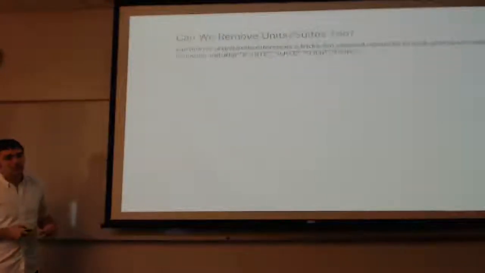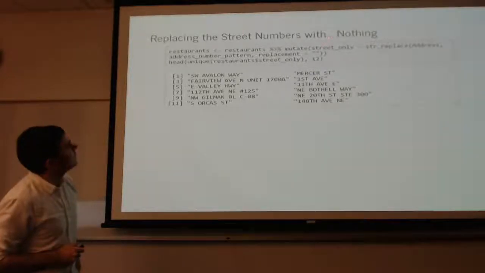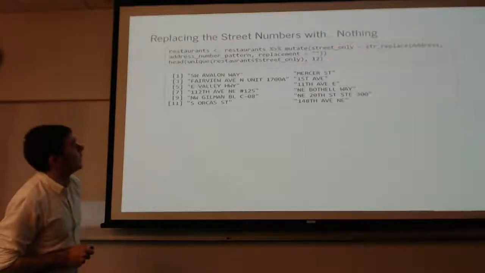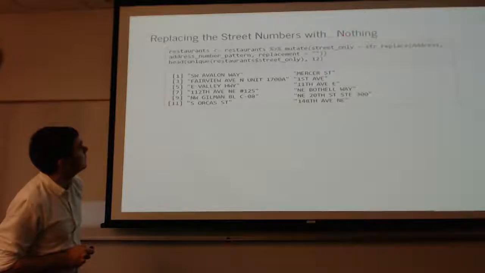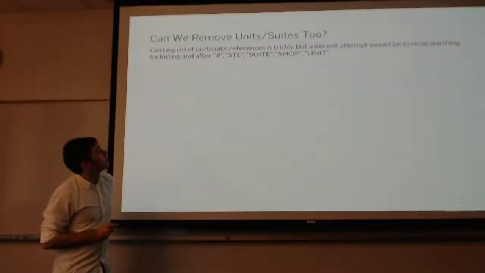Shouldn't that have been streets at the beginning of that function? Streets? Or, I mean, street only. Because you have restaurants equal to restaurants. Yeah, I'm replacing in the restaurants data. I'm replacing it with a new data frame with an added column, street only. Oh, got it. Okay. Yeah. Got it. Okay. Cool.